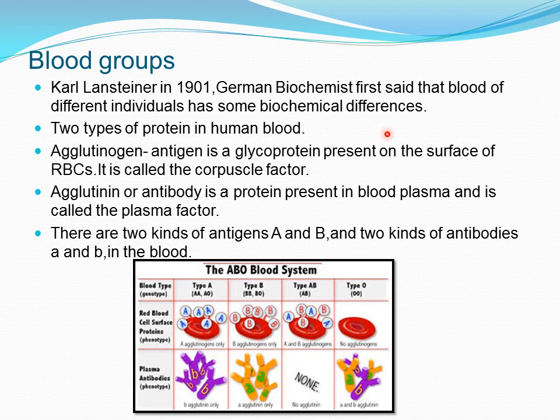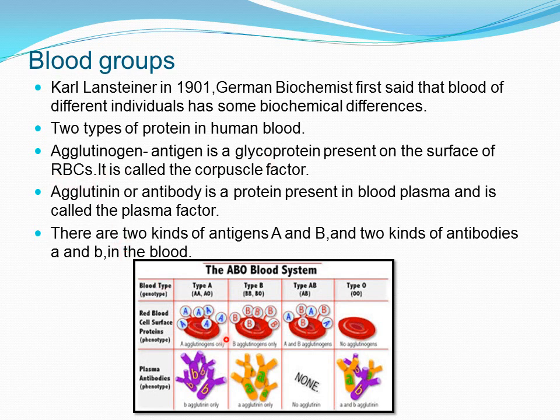So what are those biochemical differences? Our human blood consists of two types of protein. One is called agglutinogen and the other is agglutinin. So what is this agglutinogen? This agglutinogen is the antigen. It is a glycoprotein which is present on the surface of the RBC.